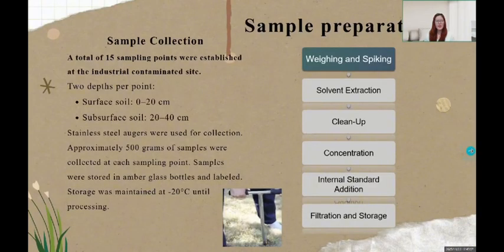For sample collection, we used 15 sampling points at the industrial site, with 2 depths per point: surface soil and subsurface soil. The samples are stored in amber glass bottles and labeled, then transported on ice before storage at -20 degrees Celsius. For sample preparation, we have 6 steps: weighing and sieving, solvent extraction, cleanup, concentration, internal standard addition, and filtration and storage.